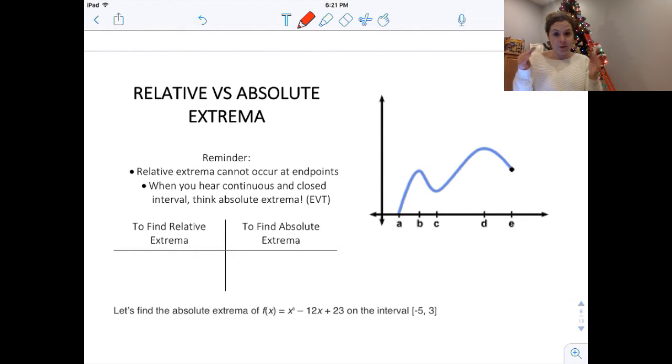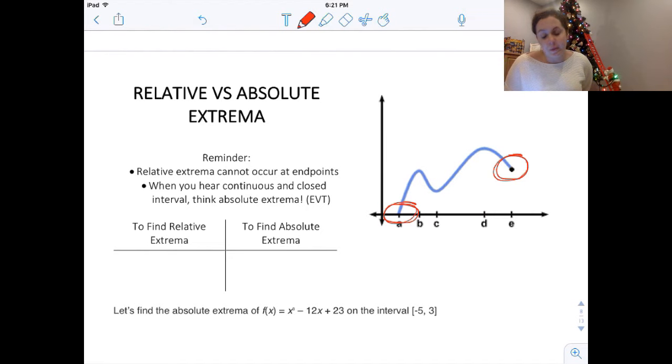Absolute extrema can occur at endpoints. So if you look at this one, that is not a relative extrema because we don't know what's happening on the other side of it. It's not an absolute extrema either because it's not the lowest or highest overall. But this one, even though it's not a relative extrema, is the lowest on the whole domain. And so as a result, or really on the whole range, that would be your absolute extrema.